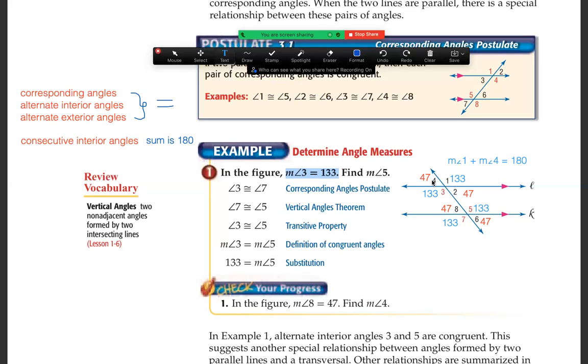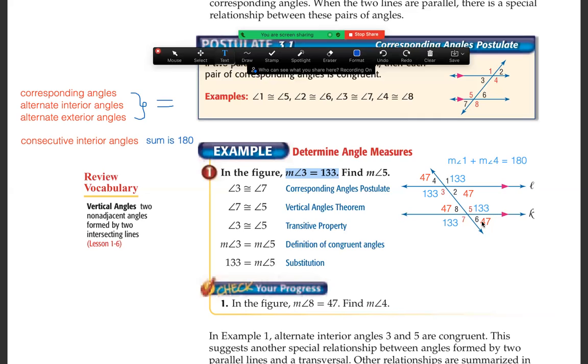For corresponding angles, we have 4 and 8, both are 47. 1 and 5, both are 133. Angle 3 and angle 7, both are 133. Angle 2 and angle 6, both are 47. For alternate interior, angle 2 and angle 8 are equal, both are 47. Angle 3 and angle 5 is another pair of alternate interiors, and they are equal. The same with alternate exteriors, angle 1 and angle 7 have the same measurement. Angle 4 and angle 6 are alternate exteriors and they have the same measurement.